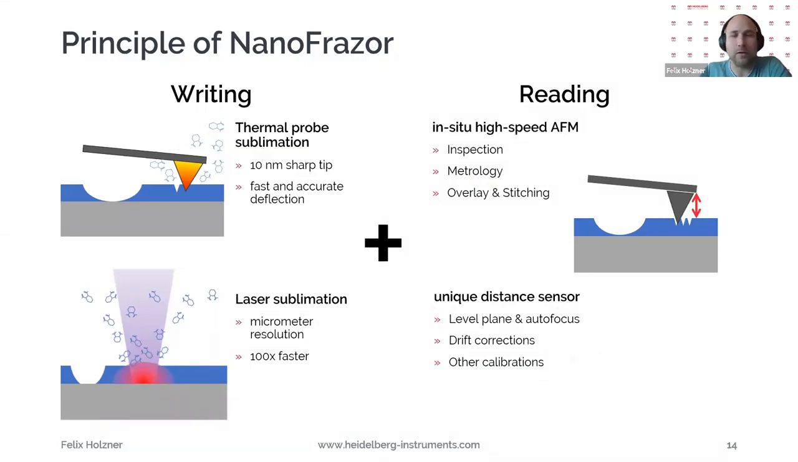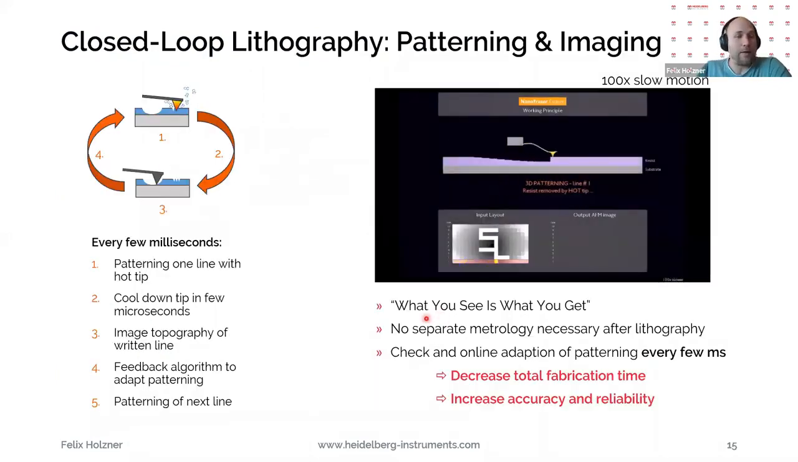But the user doesn't need to know about all these details of what's happening in the background of the machine. Okay, so having this in situ capability to measure topography allows us a concept we call closed loop lithography.